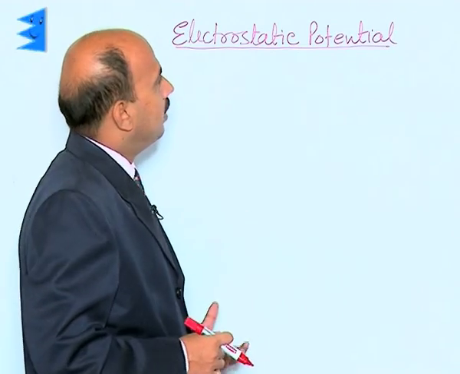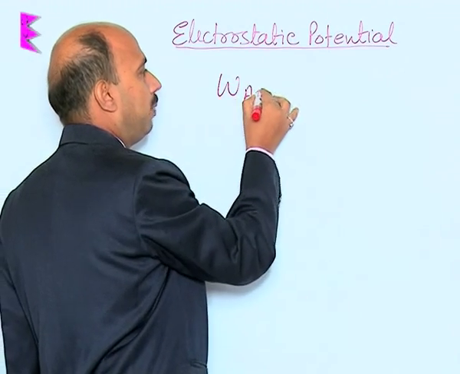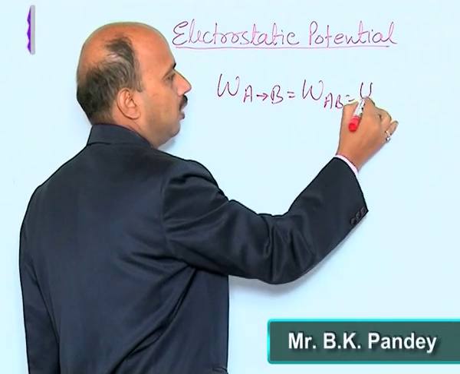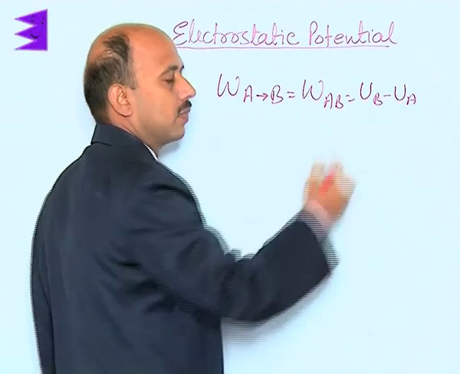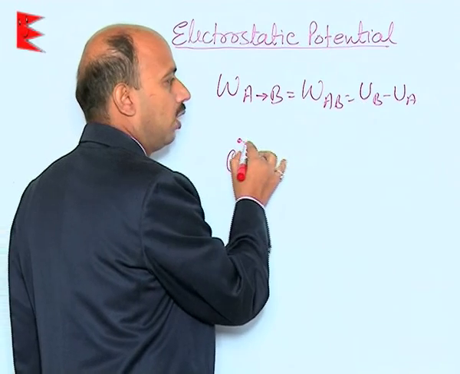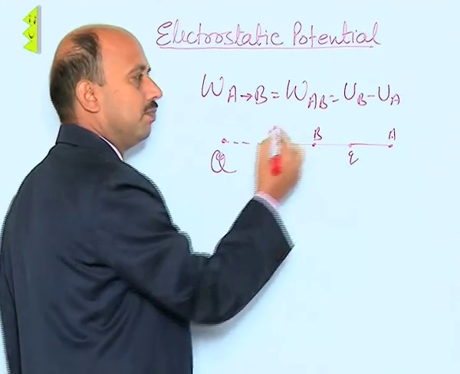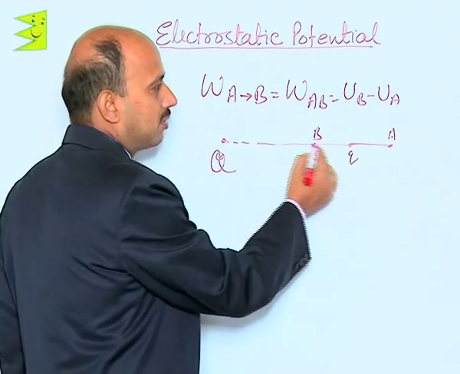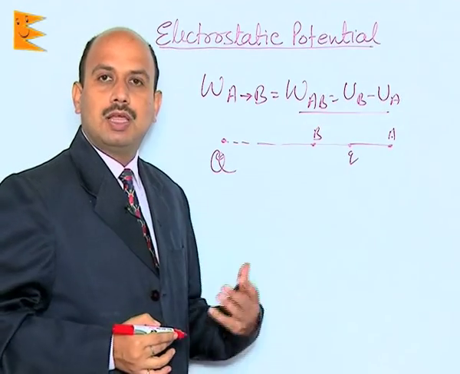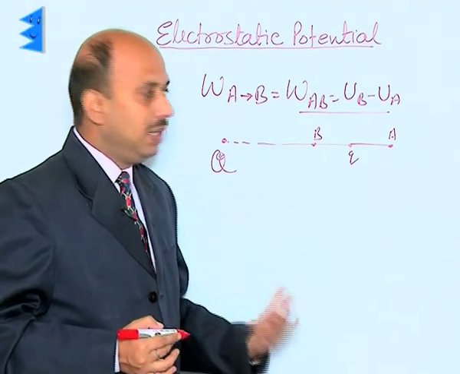So, now we have to define here electrostatic potential. We have work done from A to B, that we write here as WAB is equal to UB minus UA. It means you have taken the charge here, capital Q, which is greater than 0, and here the test charge is brought from A to any point B. Then the work done by external force in bringing the charge from A to B is given by the difference between the electrostatic potential energy of the charge at point A and the charge at point B.